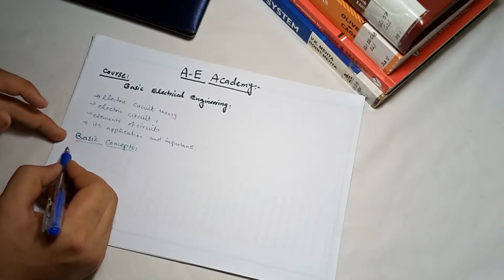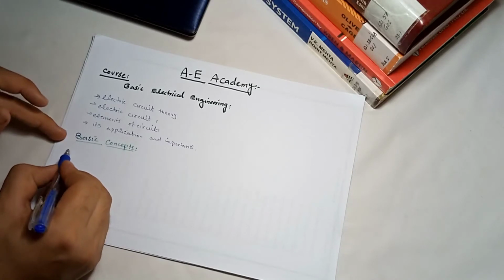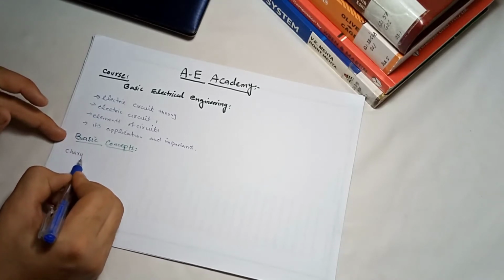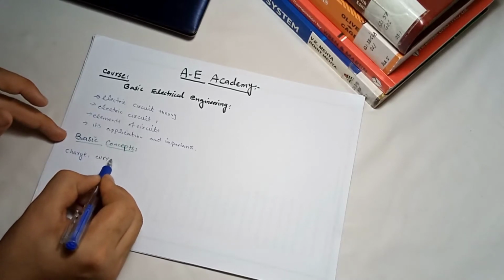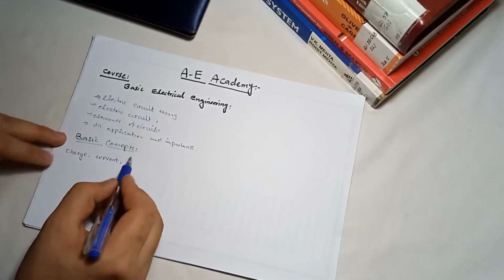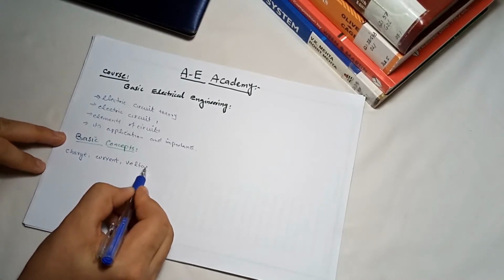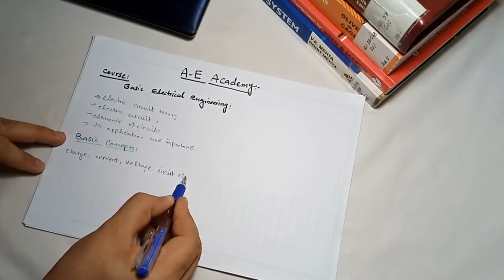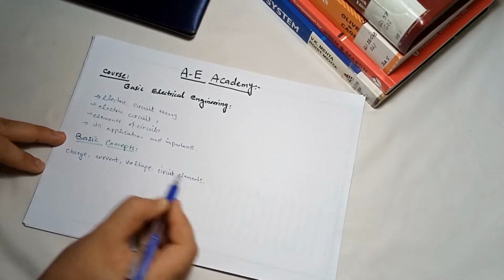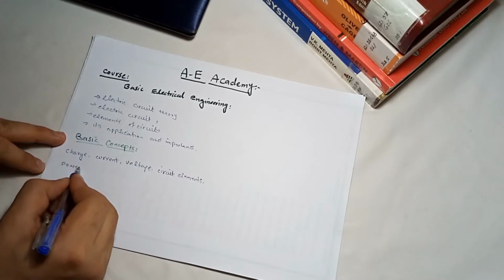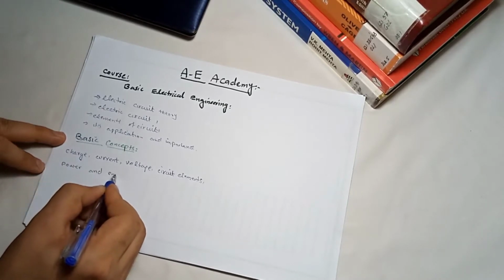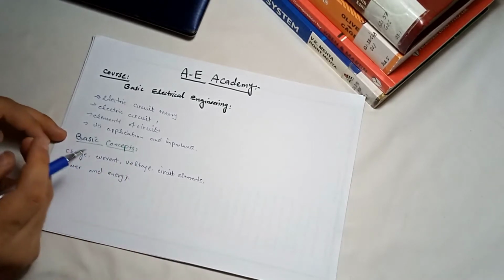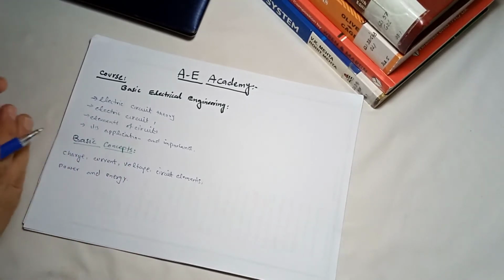Like in these, we will learn about the electric charge, current, voltage, the circuit elements, what are included in the circuit elements, power and energy. These are those basic tools for electrical engineering which are used all the time. So first we will learn these basic concepts.